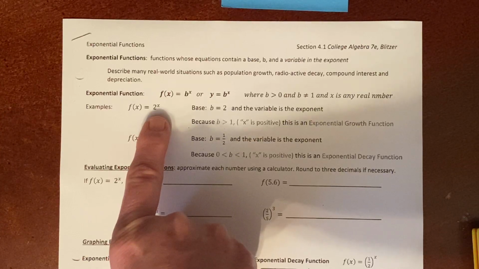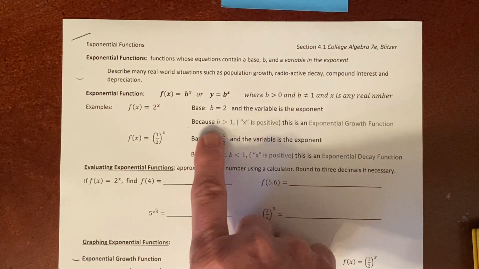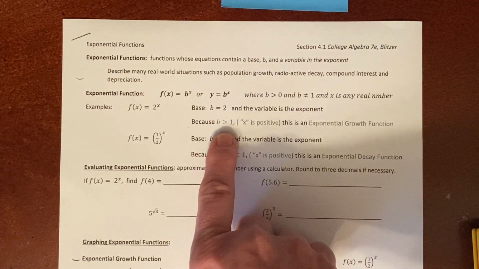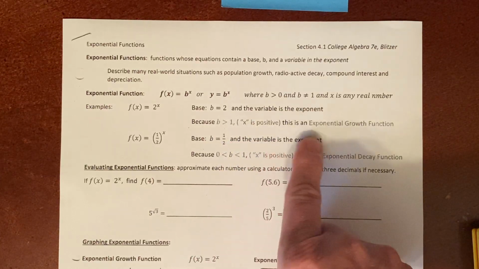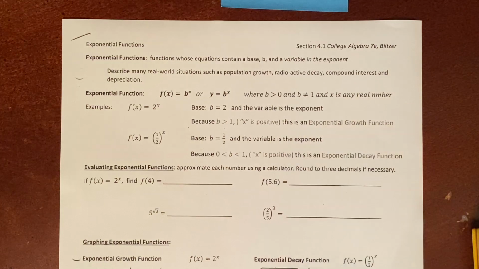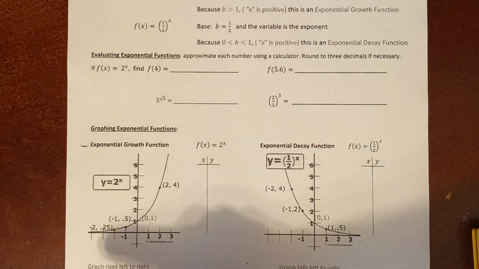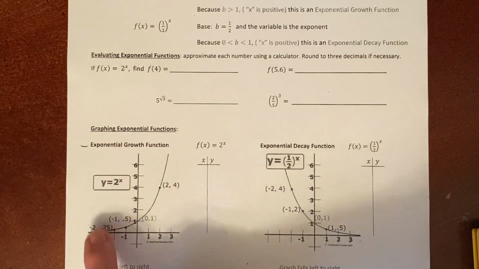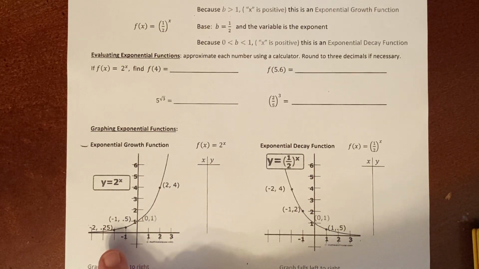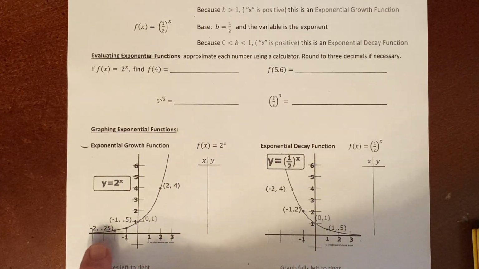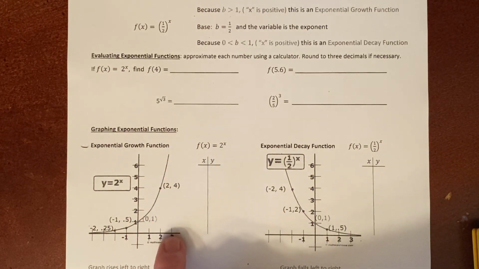2 raised to the x power, where the base is 2, and the variable is the exponent. And because the base is greater than 1 and x is positive, this is what we call an exponential growth function. If you look down here, you'll see 2 graphs towards the bottom. This is actually y equals 2 to the x graphed. We'll take a look at that more in detail in a minute, but this is what we call a growth function because as x increases, the y values of the points on the graph get higher and higher.